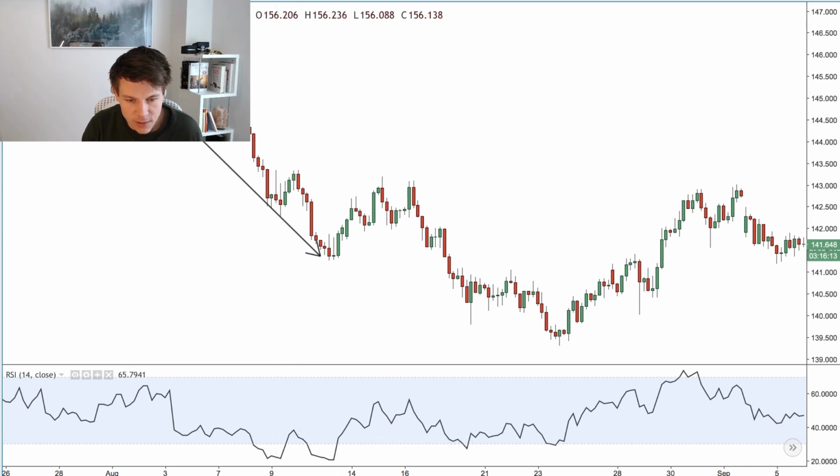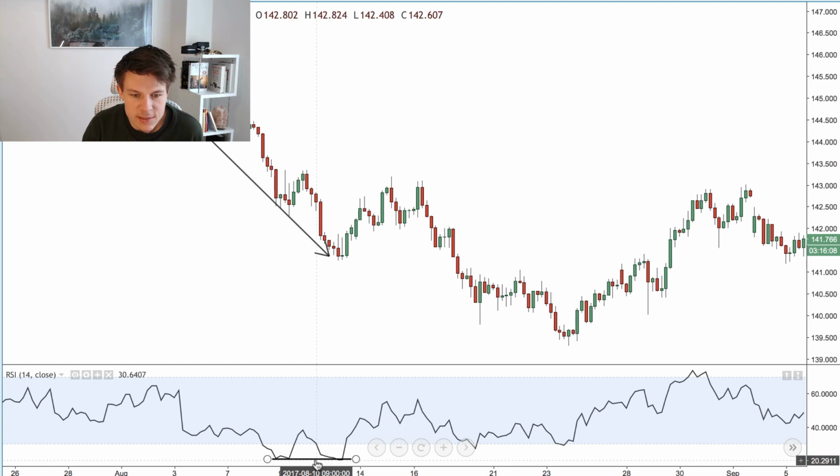Here at the bottom, the RSI is making an equal high. So this is important. It is not a divergence if the RSI is showing equal highs. It just means that the price action is weak.